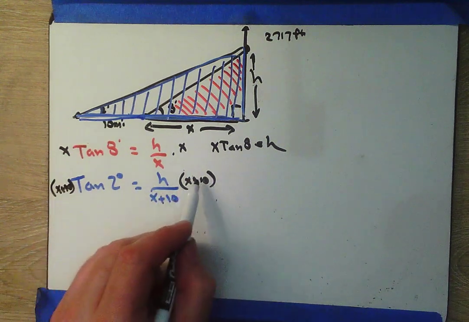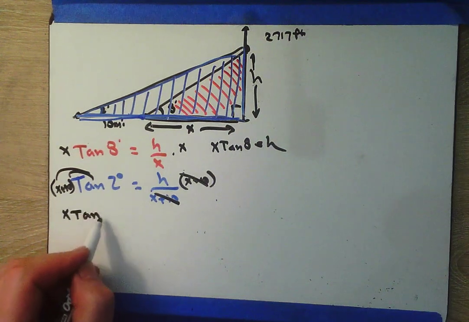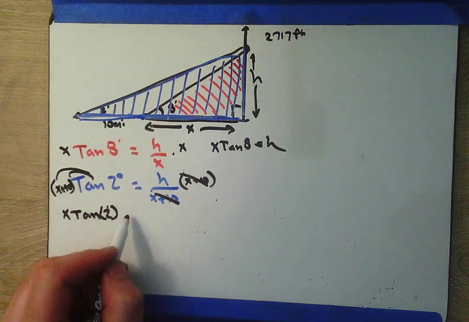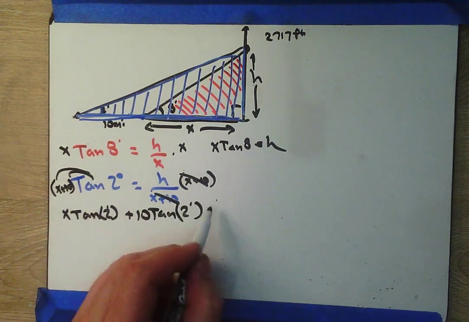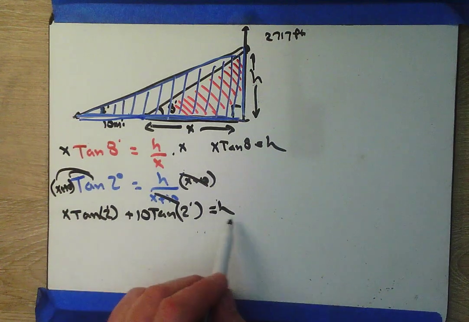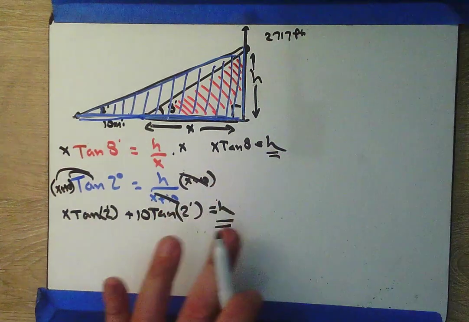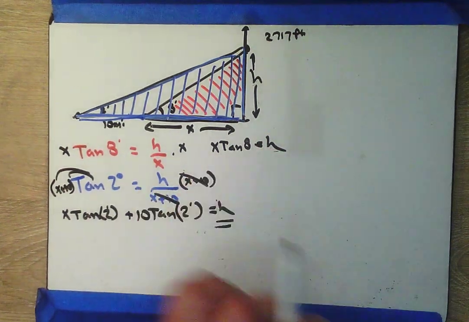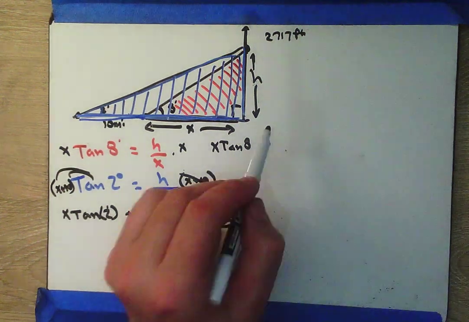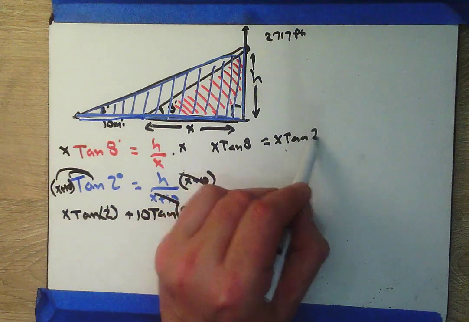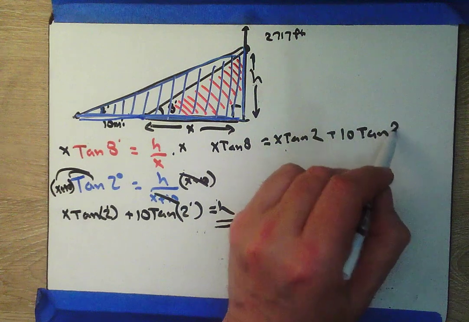And so these will cancel. Here I have to remember to distribute: x tan 2 plus 10 tan 2 equals h. Notice now both of these equations are equal to h. So I can set this equation equal to this equation. Let's do that now. x tan 8 equals x tan 2 plus 10 tan 2.